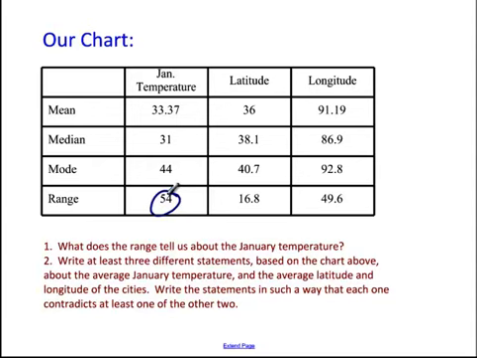So here's what I want you to do to add to your notes. Write at least 3 different statements based on the chart above, what we calculated for averages and range, about the average January temperature and the average latitude and longitude of the city. Write the statements in such a way that each one contradicts at least one of the other two. So you have 3 total sentences, and I want you to take this information into account, especially these averages that we found. Each sentence that you write should contradict at least one of the other ones. It could contradict them both.